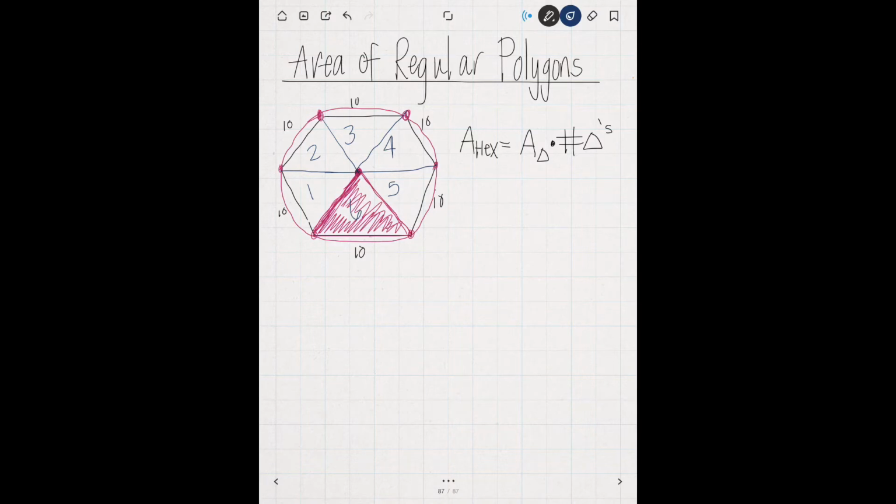So if I can find the area of one of my triangles, then I can find the area of my whole hexagon, because each triangle is going to be the same and have the same area. So I just basically need to know how to find the area of a triangle. I know that the area of a triangle is 1/2 base times height. So we're going to focus in on this pink triangle, make it a little bit bigger, and find the area of this triangle.